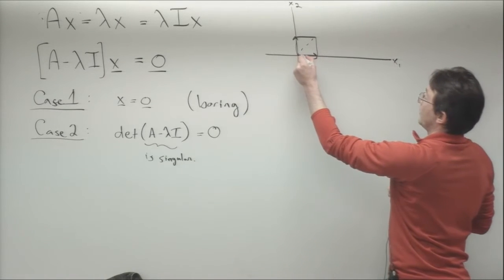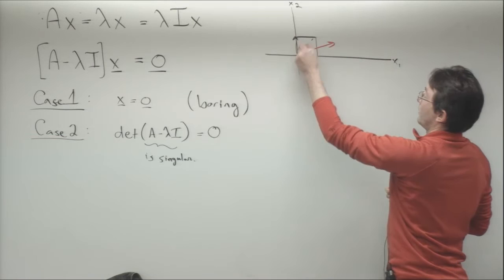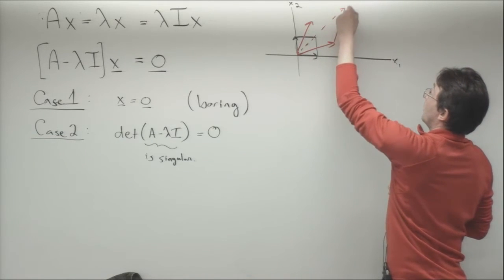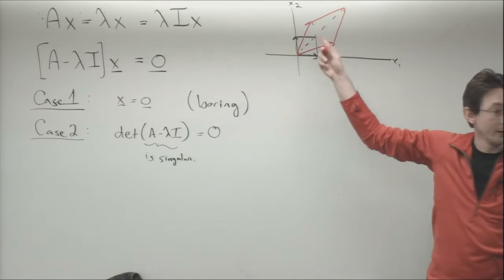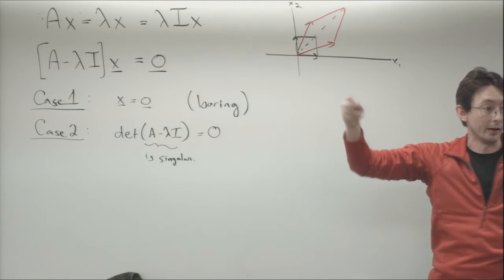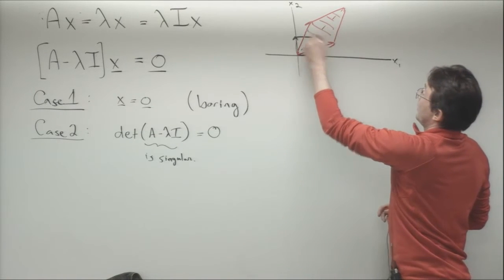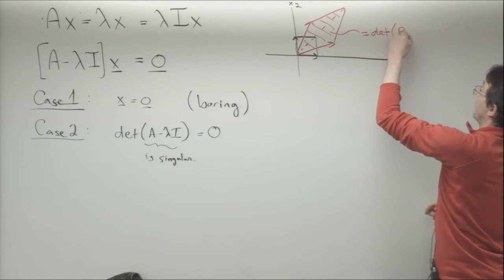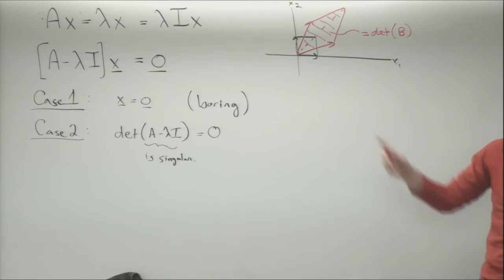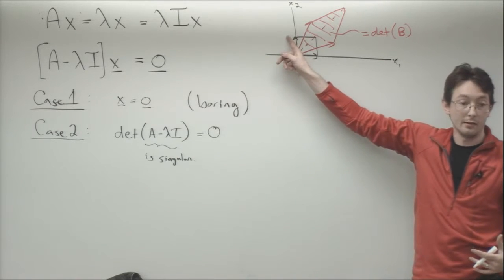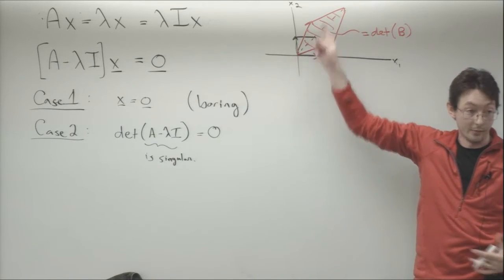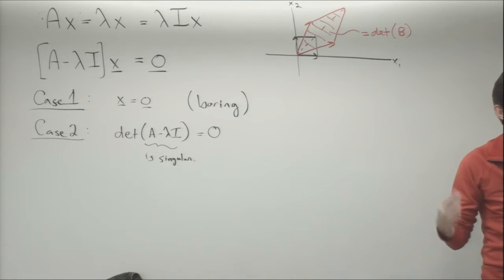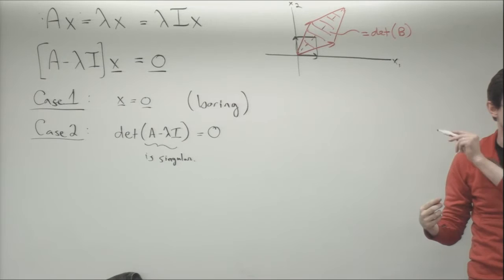Now, if I map each of these vectors through my A matrix, they might do something like this. And this red parallelogram has a new area. The area of this red parallelogram is equal to the determinant of that matrix. Whatever matrix I used to map these unit vectors into the red vectors, that's what my determinant is. It's the new area of this red volume.